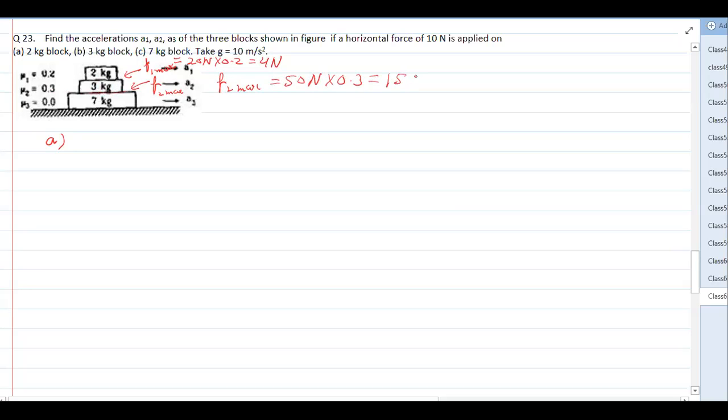50 Newton into 0.3, so that is coming 15 Newton. Okay, so these are the two maximum friction forces. Now if we apply the force on the 2 kg object.